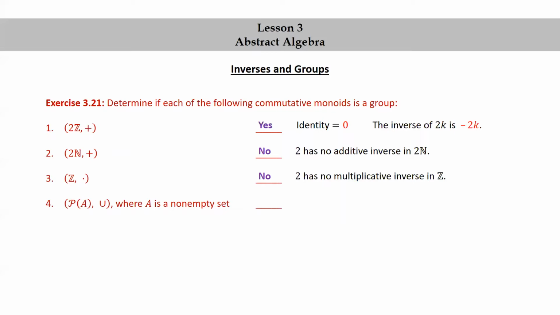Power set of A together with union, where A is a non-empty set. No. A has no inverse in the power set of A, for example. If B is in the power set of A, then since B is a subset of A, A union B is equal to A, which is not the empty set. Remember that the empty set is the identity of this commutative monoid.